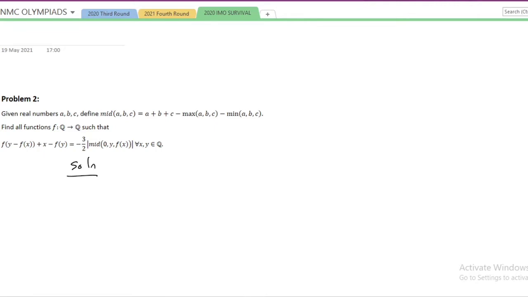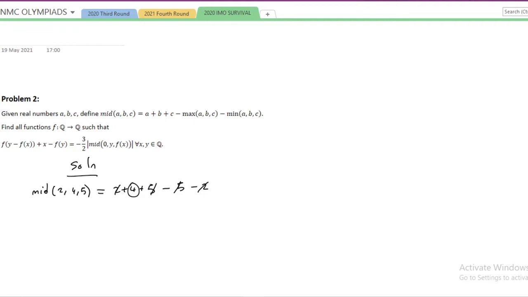First we have to understand what this mid entails. This mid is basically the middle number if we arrange these three numbers A, B, C in increasing order. So for instance, the mid of 2, 4, 5 based on this will be 2 plus 4 plus 5, then minus the max minus the minimum. So this just means we cancel out the biggest and the smallest, so we're left with the middle term.